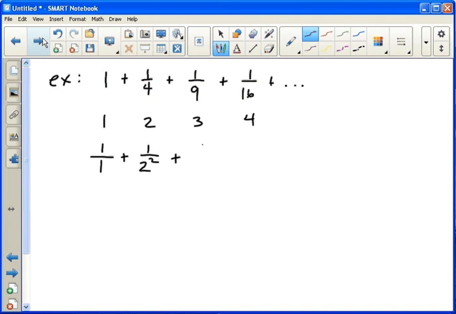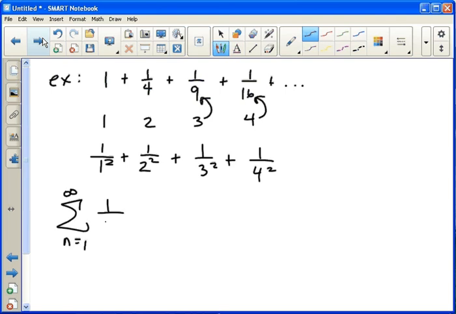Then how did they get from 3 to 9? They squared it. How did they get from 4 to 16? They squared it. And obviously if you square 1, it's still 1, so that works. So that means this must have originally been 1 over n squared. And since the power is bigger than 1, we would know this converges.